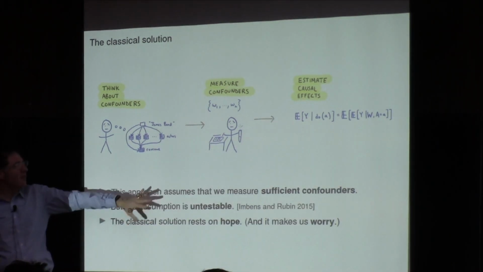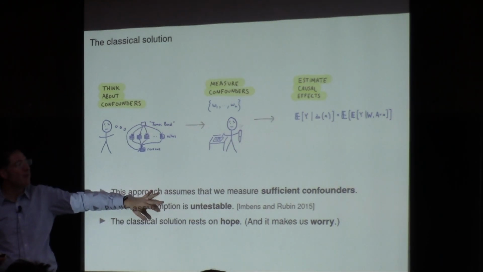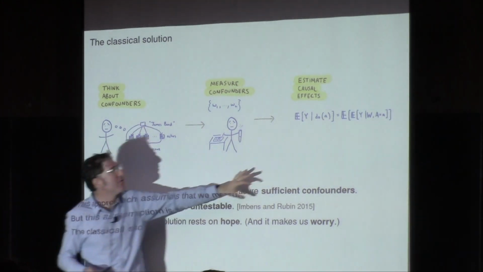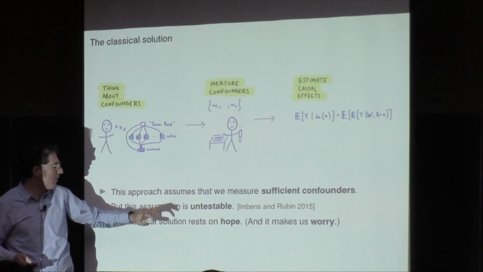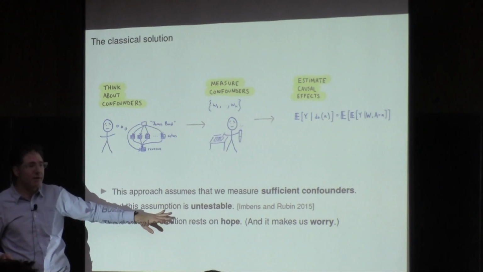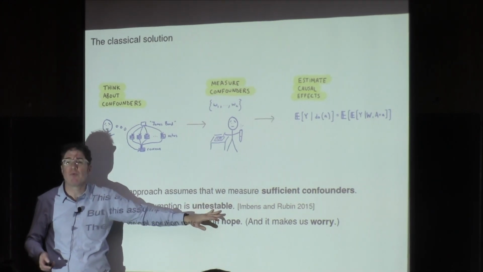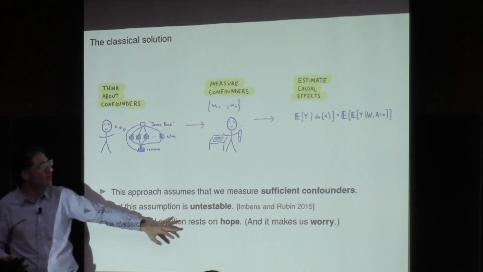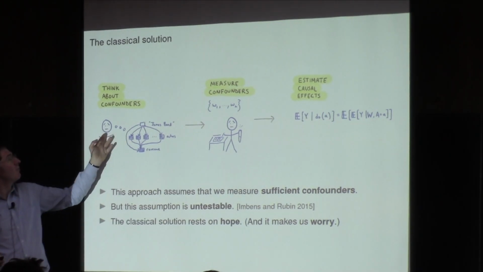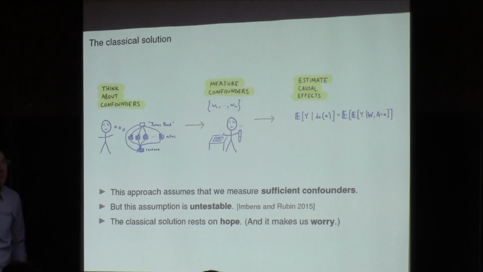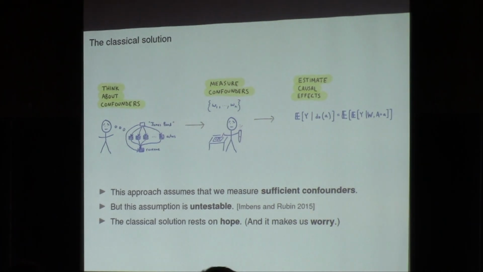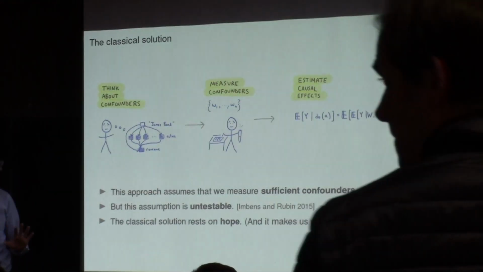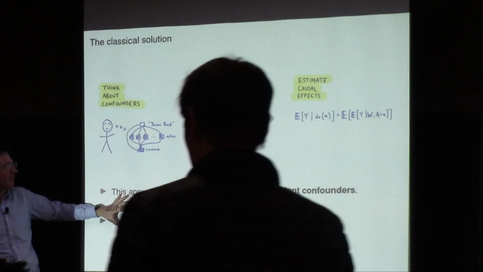But the problem is that this approach assumes that we have measured a sufficient set of confounders. We need to measure enough confounders to be able to do causal inference in a proper way. And whether or not we've done that is a famously untestable proposition. So the classical solution rests on hope and makes us worry. That's why I drew this person with worrying eyebrows, because you are always worried that you have missed some confounders. We're not going to totally absolve ourselves of that worry, but we're going to worry a little less at the end of this talk.